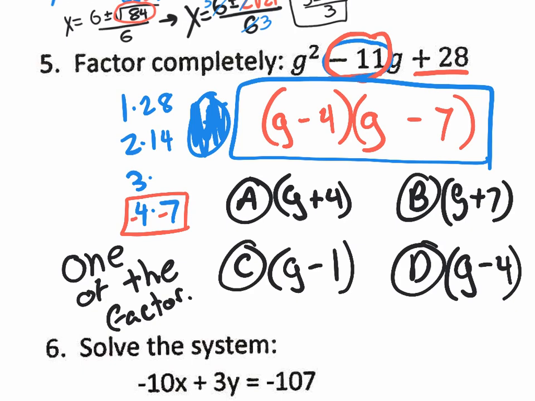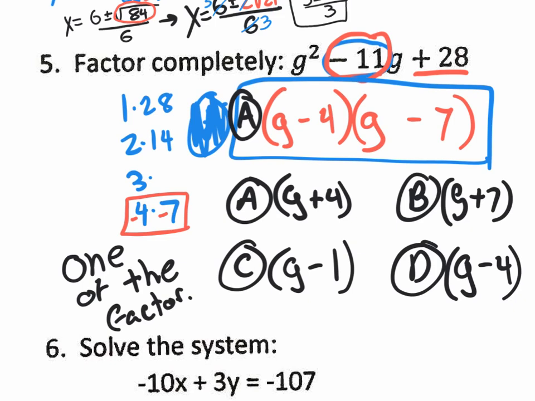Now let me tell you why they don't put this as option A. Because if they did put that as option A, you would be able to just distribute g times g, g squared. g times negative 7, negative 7g, negative 4 times g is negative 4g. That gives me the negative 11g. So they're not going to give you the full answer. They're going to say, which of the following is one of the factors of this guy, right? At least they're going to ask that on one of the questions.